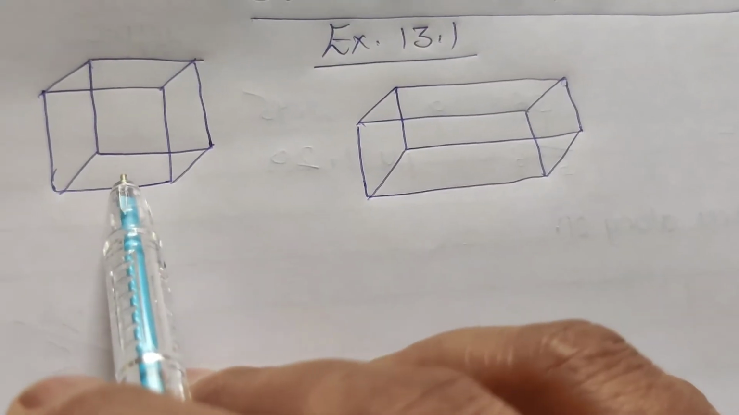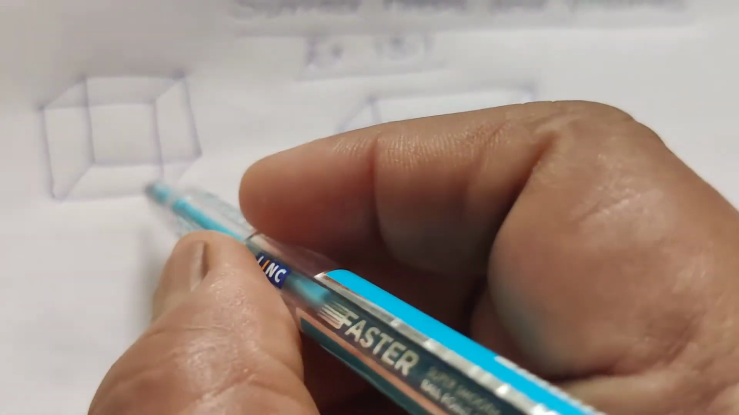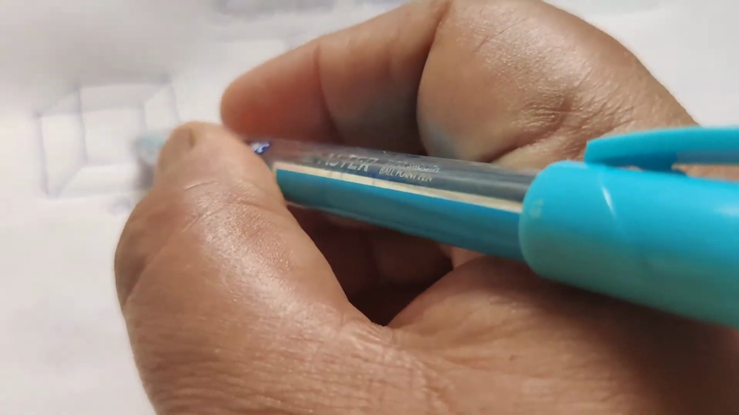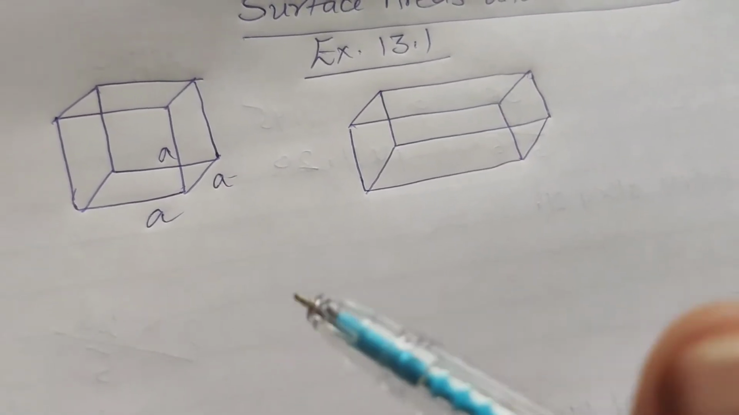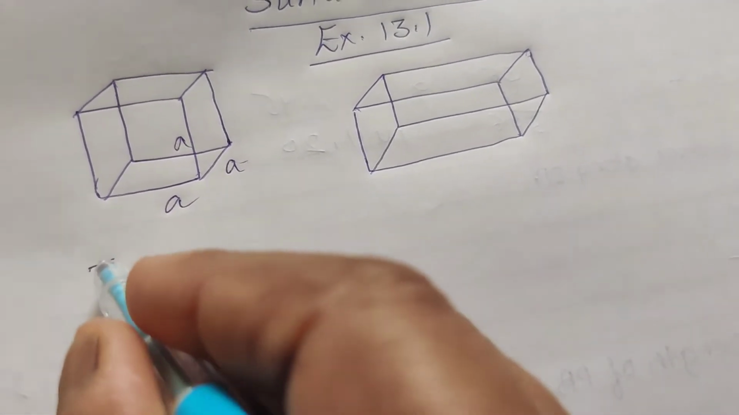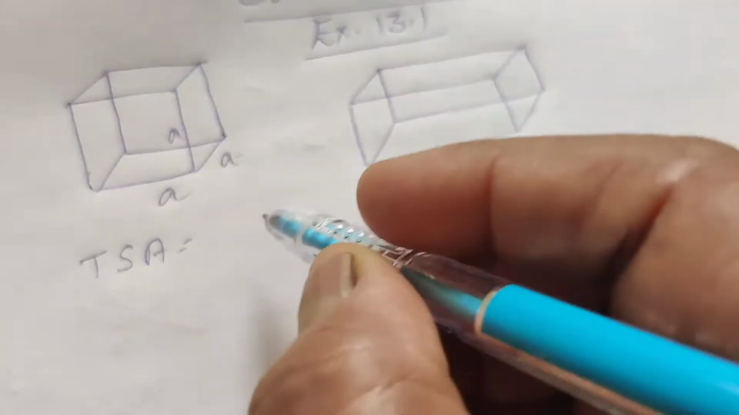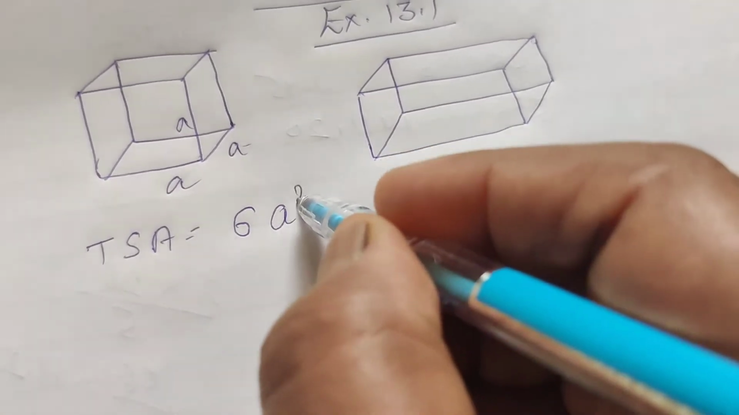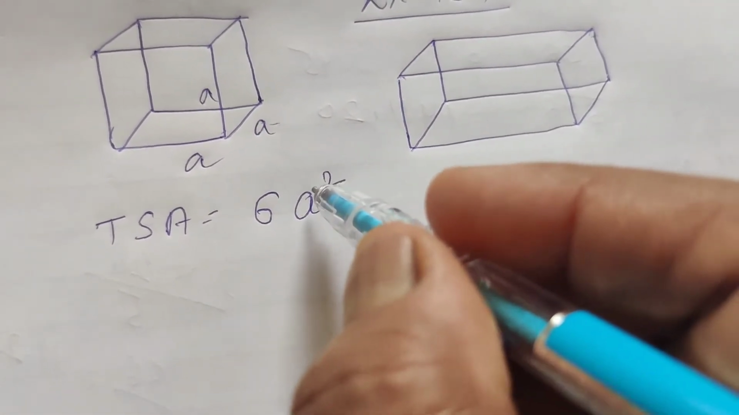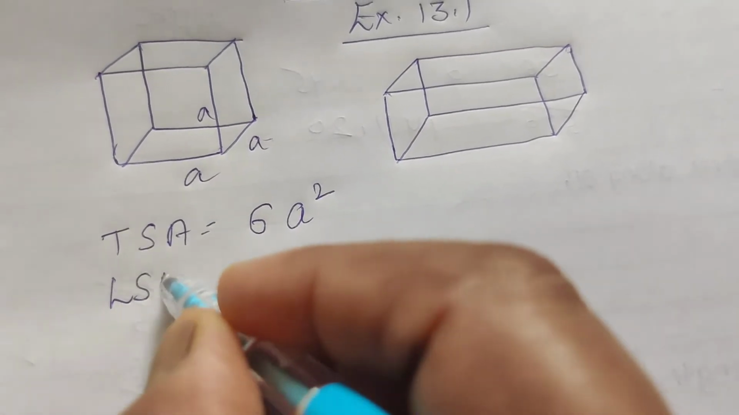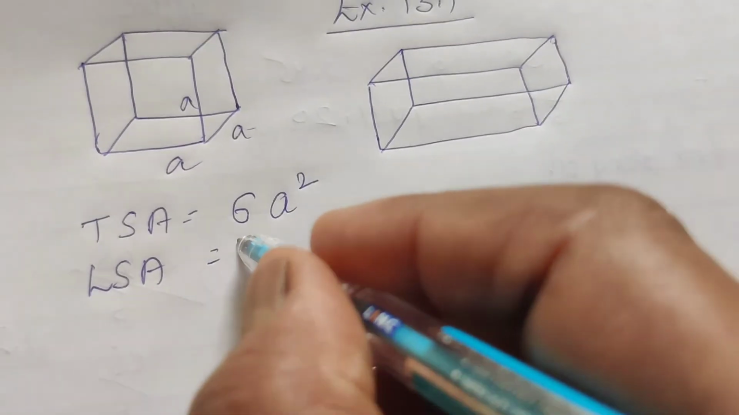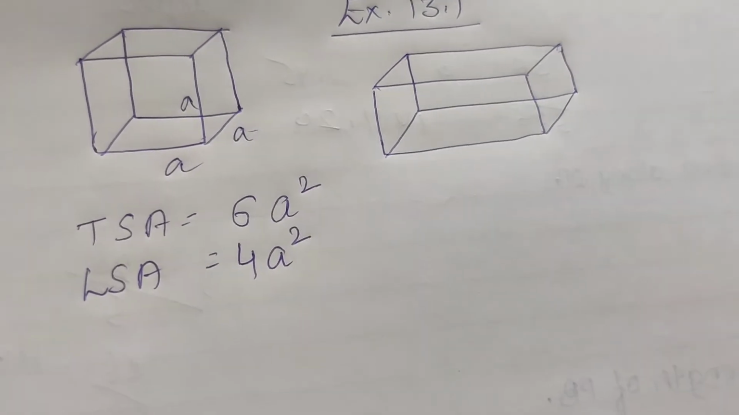This is a cube. The length of all the sides are equal. Let the length of all sides be A. Suppose each side is equal to A, and there are 6 surfaces of a cube. Then the total surface area of the cube is equal to 6A squared. A squared is the area of one surface, and the total surface area is 6A squared. And lateral surface area: lateral means without top and bottom, only 4 surfaces. The lateral surface area of the cube is 4A squared.